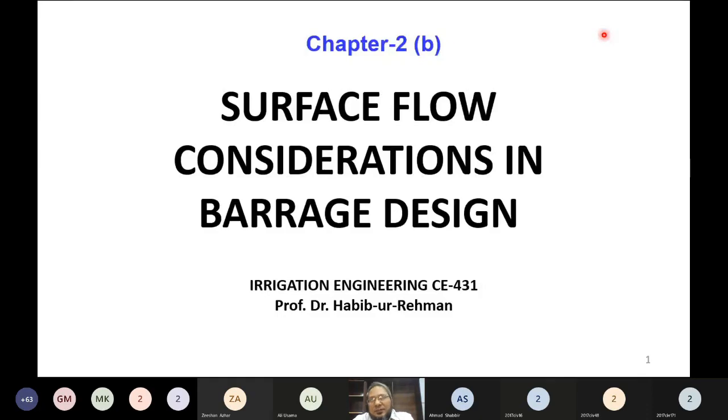Now we would like to start our next chapter, and the name given by me is chapter 2B. Our previous chapter was the introduction of the barrage, and that was chapter 2A, and now this is chapter 2B, because we are discussing the barrage in a different way. The name of this chapter is surface flow considerations in barrage design.